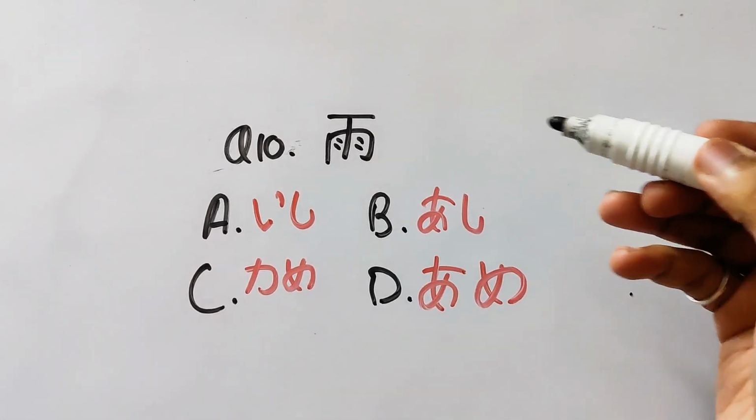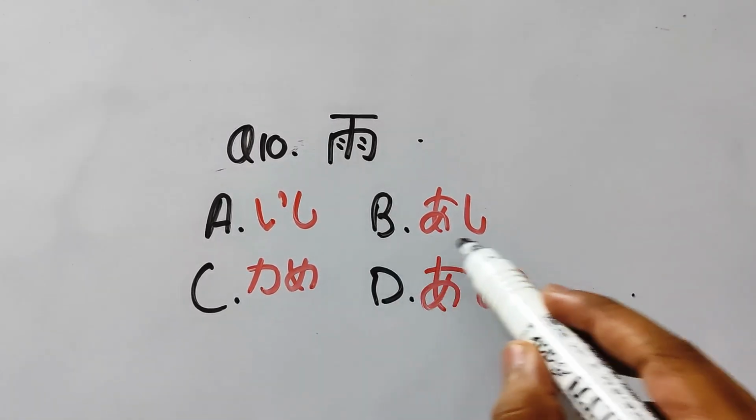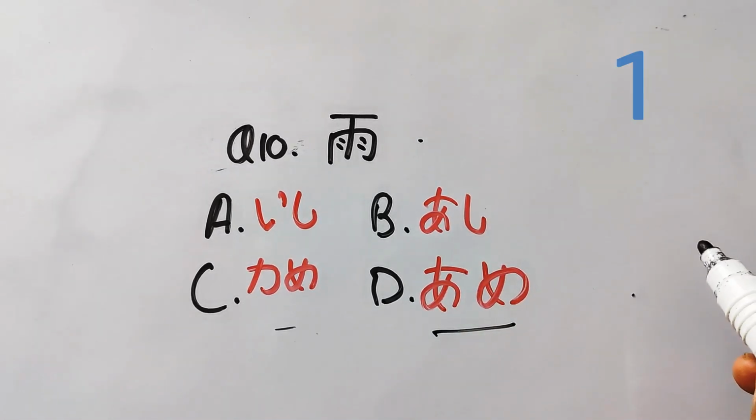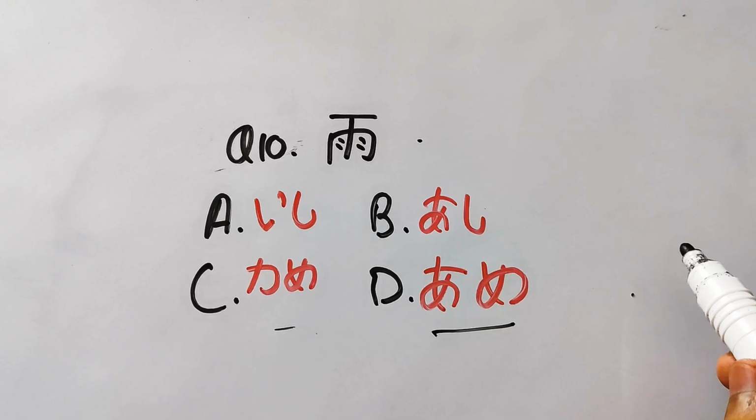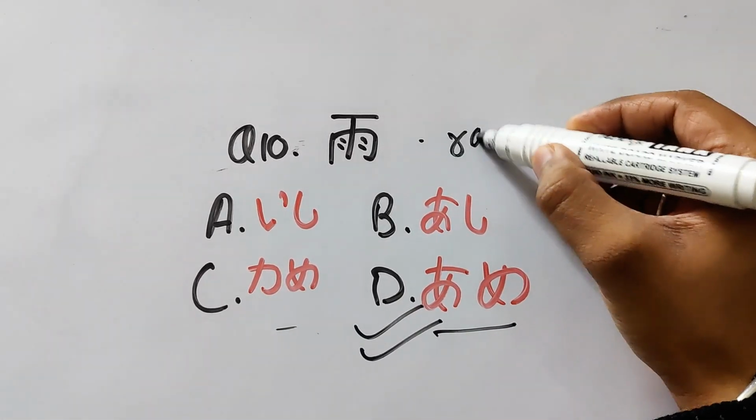Now the last question. Which kanji is this? A ishi, B ashi, C kame, or D ame. The correct answer is D ame, which means rain.